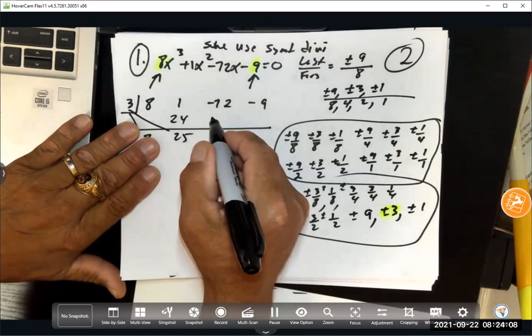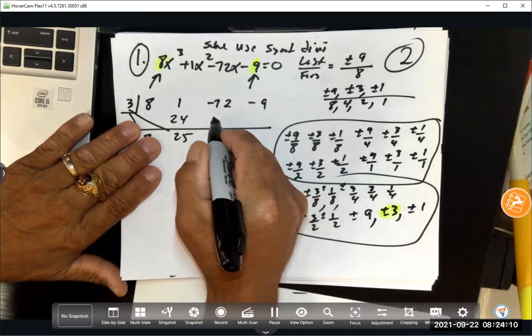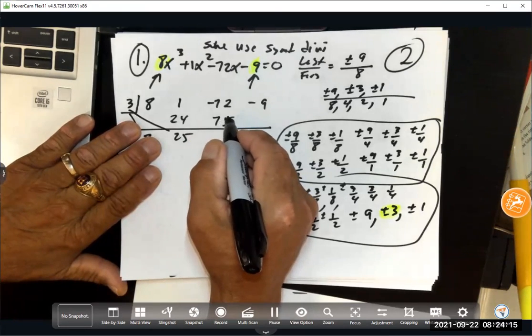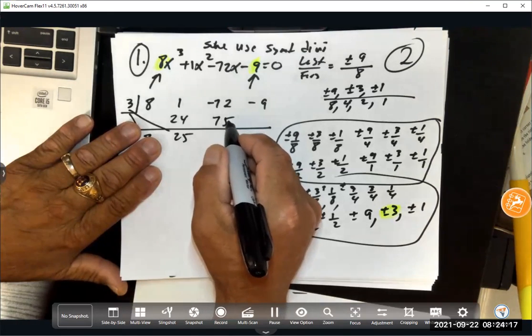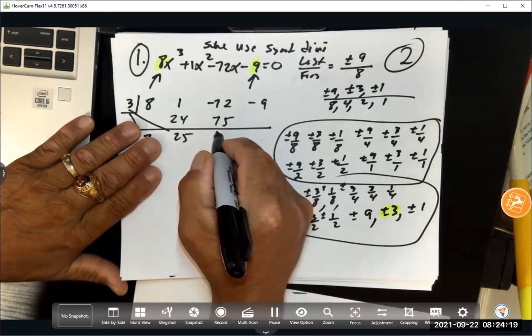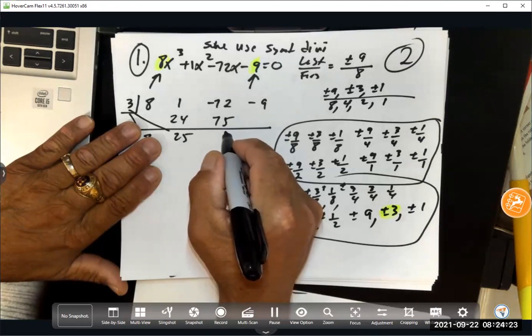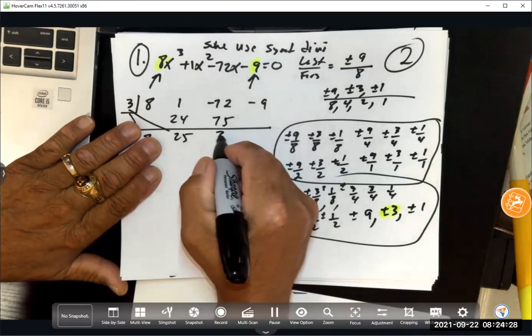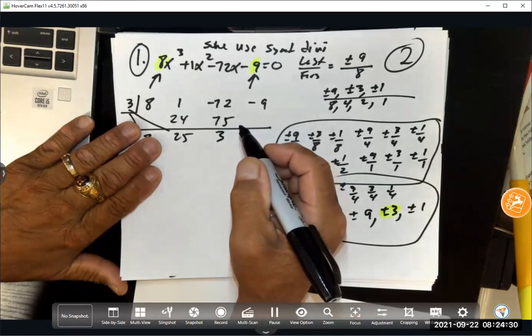Multiplication. 3 times 25. Oops. 3 times 75. 75. There you go. 75 minus 72 is 3. Somebody said 3, yes? Is that okay? Yes. All right.